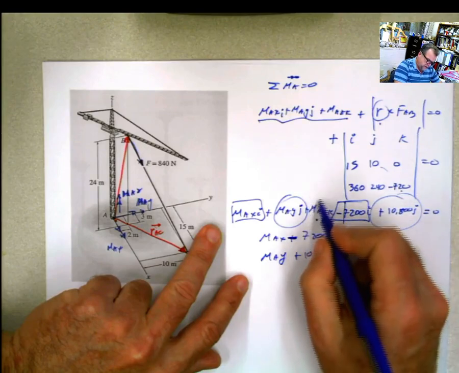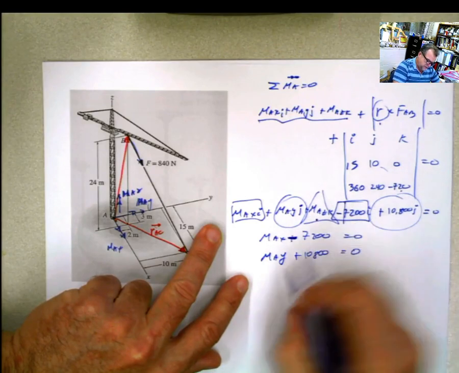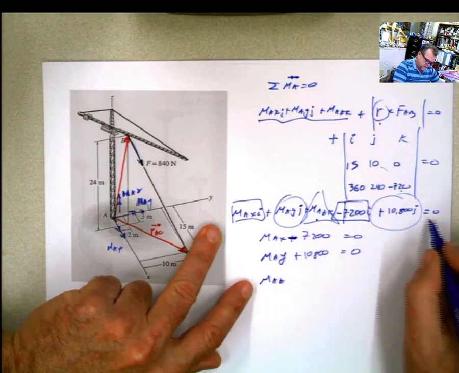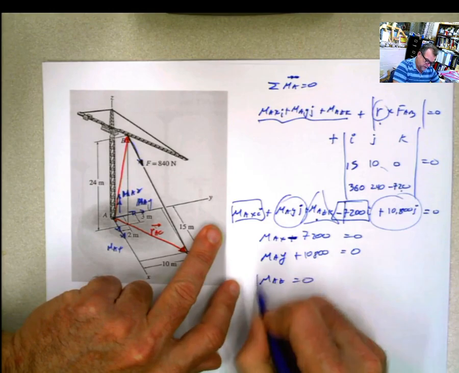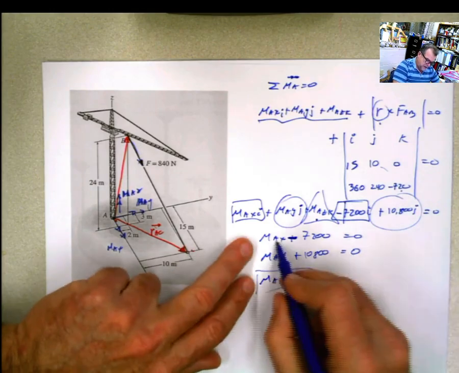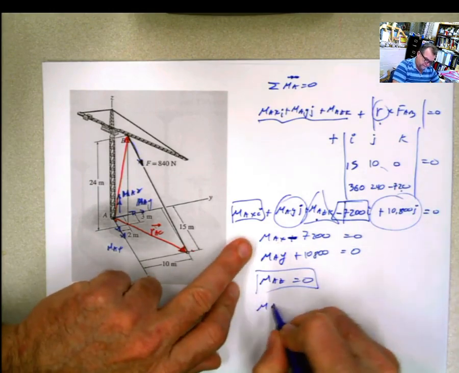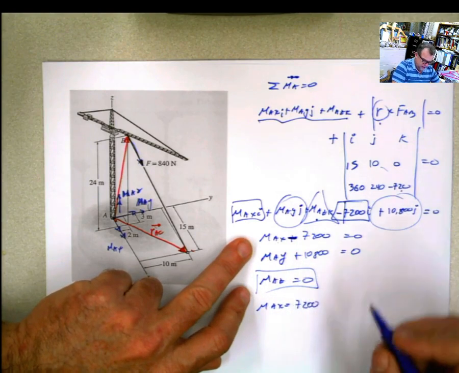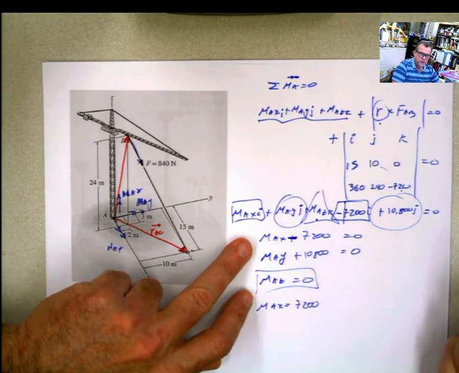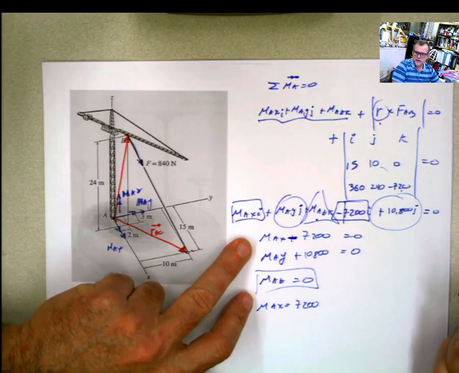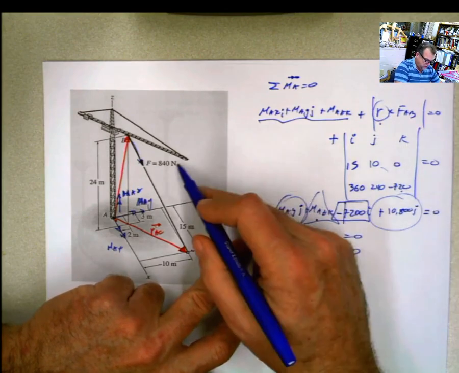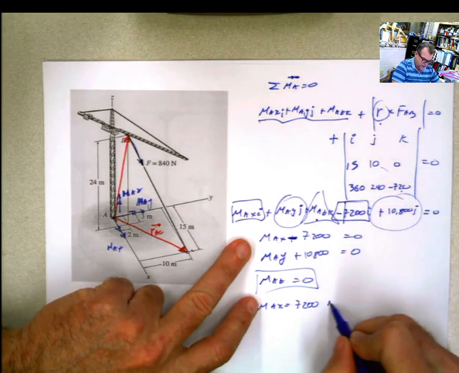And last but not least, MAZK, there's nothing, right? So 0. This value is 0. And now MAX is going to be 7200. What units are these? Oh, units. I forgot the units. Nobody moves. What are the units? R cross F. What are the units? Newton, meter, Newton meter.